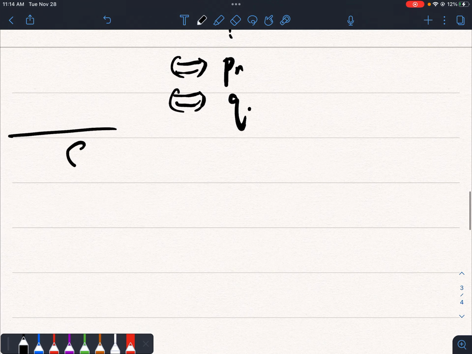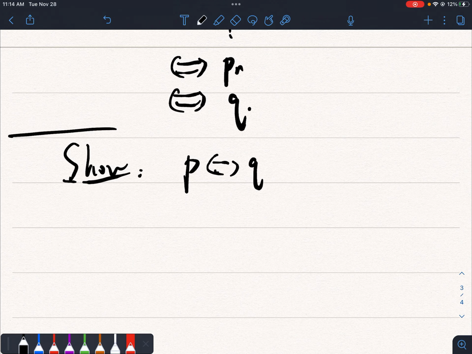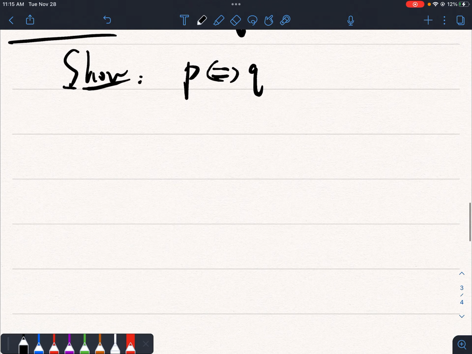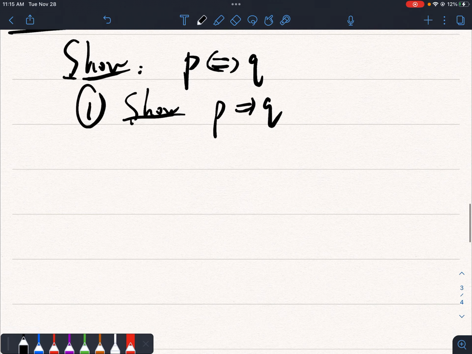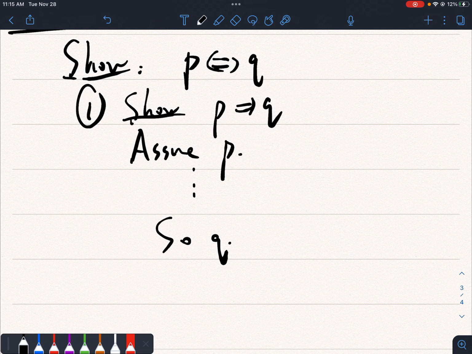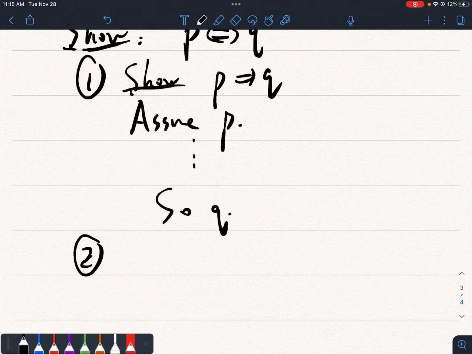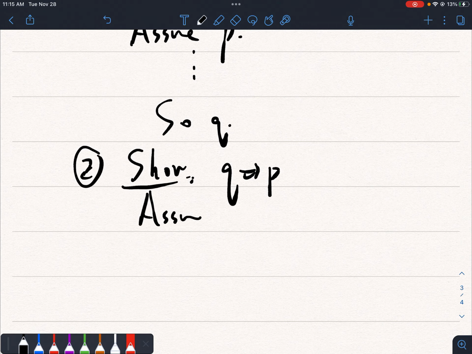So in order to show that P is equivalent to Q, or P if and only if Q, all we need to show is two steps. So first, we want to show P implies Q. So how will you do it? You assume P, and then after some steps you deduce Q. Okay, and the second step is you want to show Q implies P. So what you do is you first assume Q, and then you deduce P.